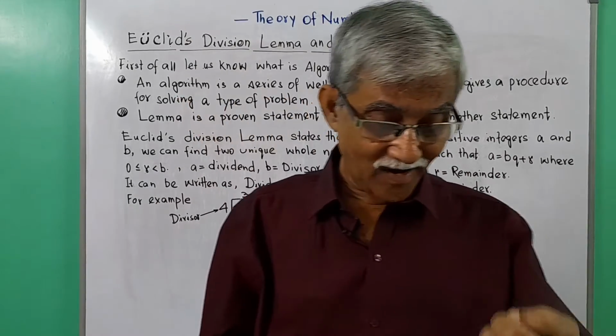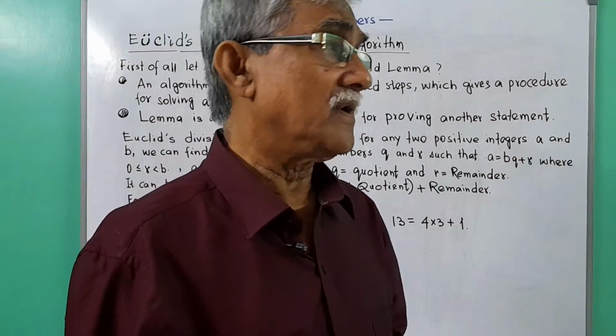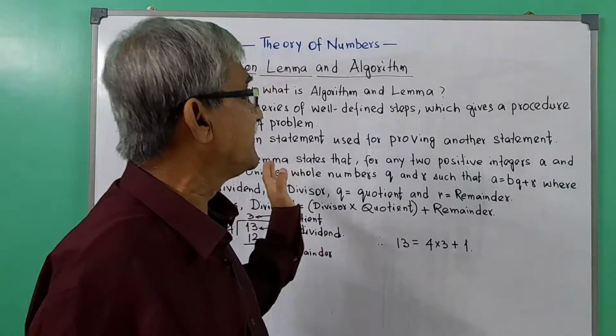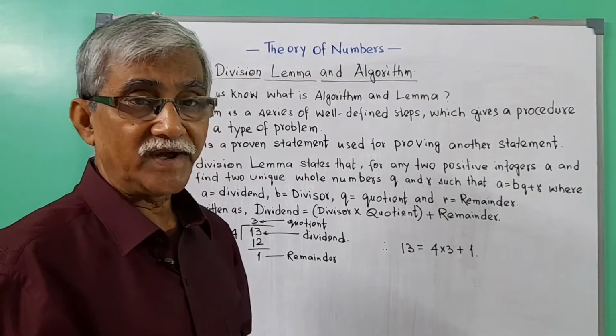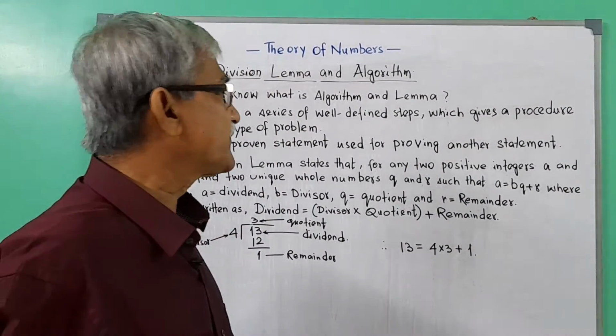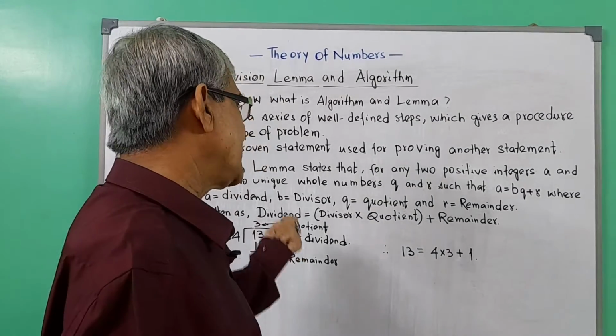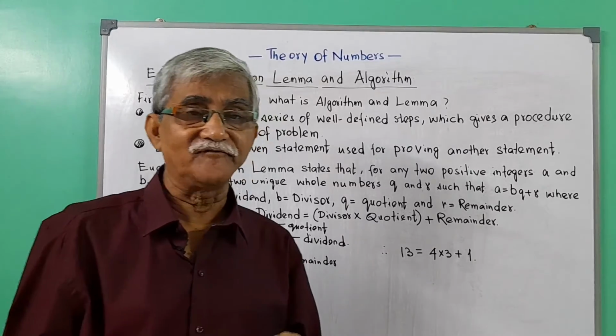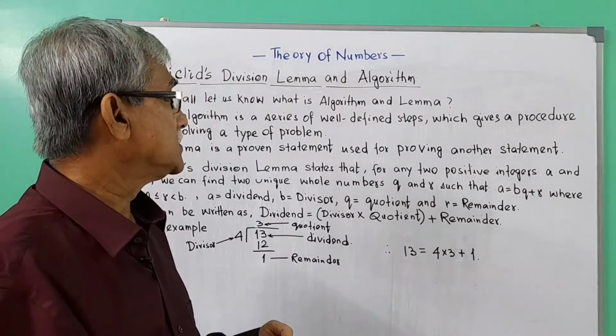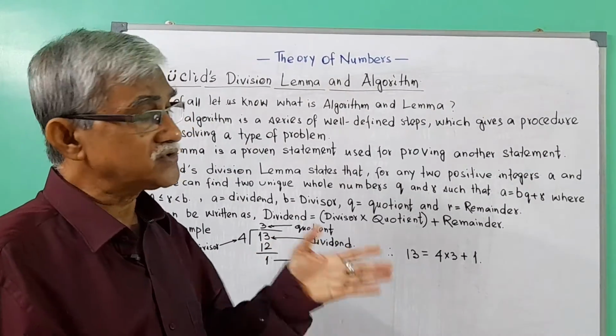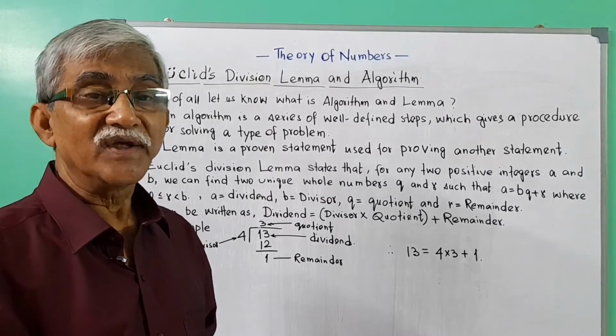In our next class, we will be using this division lemma of Euclid to find the GCD, that is the greatest common divisor, or we call it HCF, highest common factor. We'll be using this lemma to find that in our next class.